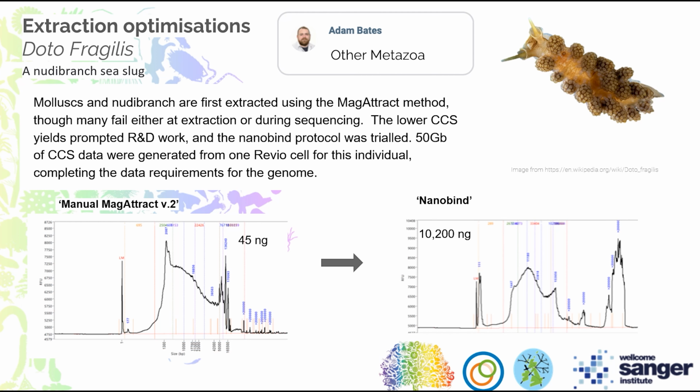And here, that is one of the examples where we moved on to the Nanobind protocol. And here we're able to see the difference between those two extractions. So on the left is the manual MagAttract Femto trace, and on the right is the trace from the Nanobind. And you can see this huge spike here in the ultra high molecular weight zone. And the yield, of course, has gone from 45 nanograms to about 10 micrograms. So this is a huge improvement that we're seeing here. We still only see 50 gig on a Revio cell from this example, so that's still a little on the low side for us. However, this species is now data complete, so we've handed it over to the assembly team.